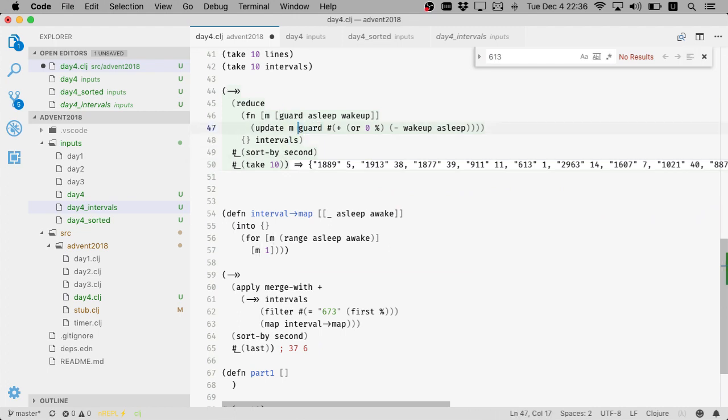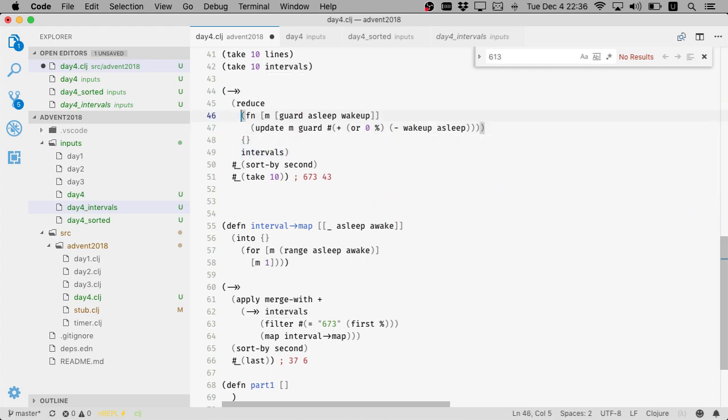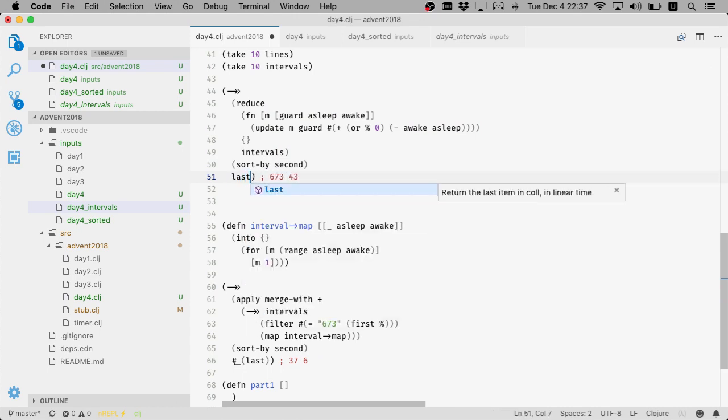So basically, we have intervals, right? Let me recheck this reduce here. We have intervals, we go with empty map, we accept intervals, which is sleep, wake, wake up time, and we update this map at the index of guard ID by applying this function, right? Which takes the current value, or zero if there is no value. Okay, this was really stupid. Yeah, that's more like it. Two, four, four, one, and the amount of minutes, 488. Yeah, okay, so this is better. So I forgot, I messed up again.